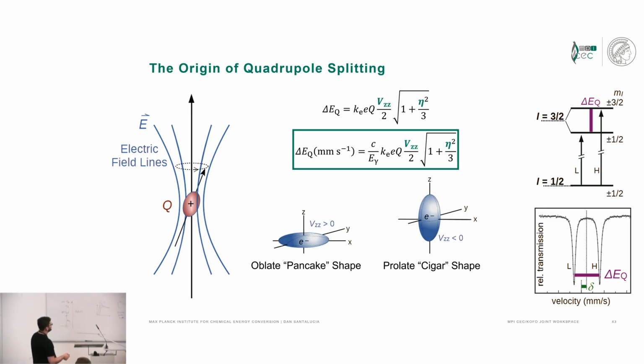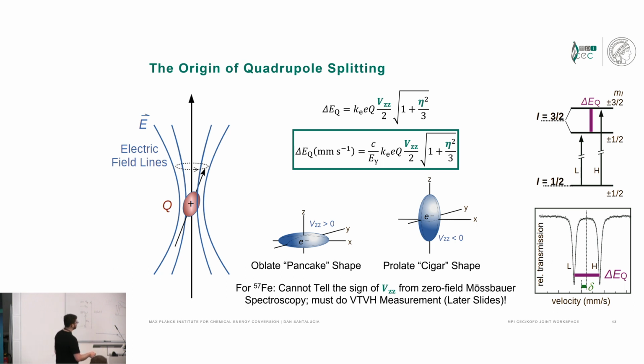You can have a situation where you have two different shapes to the electron cloud, the electric field gradient, essentially. You can have it where the principal component is positive. That ends up giving you a pancake or oblate shape, or it's negative, and that gives you a cigar shape. But the thing is, at least with zero-field Mössbauer, you actually can't tell the difference between these. So for a zero-field Mössbauer experiment, you're never going to know what the sign of the electric field gradient tensor is. You have to use applied field Mössbauer or slightly sophisticated methods to do that, which I won't talk about today. So you cannot tell the sign of EZZ from zero-field Mössbauer spectroscopy.